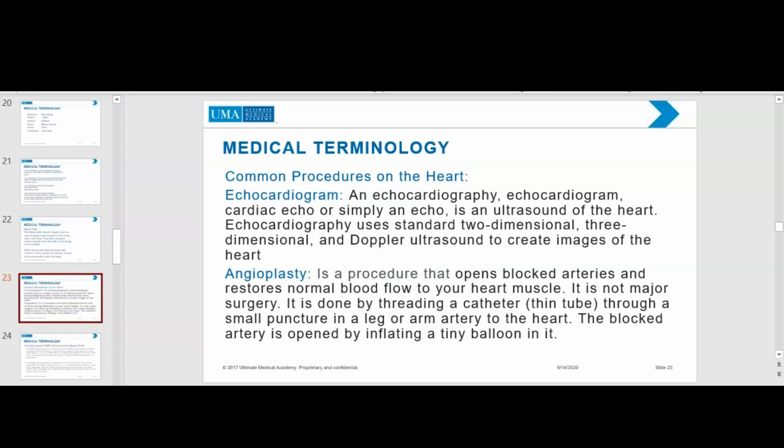Angioplasty. It's a procedure that opens blocked arteries, and my mom recently had to have this procedure. It opens blocked arteries and restores normal blood flow through your heart muscle. It is not a major surgery. It is done by threading a catheter, a thin tube, through a small puncture in a leg or arm to the heart. The blocked artery or arteries are opened by inflating a tiny balloon in it.